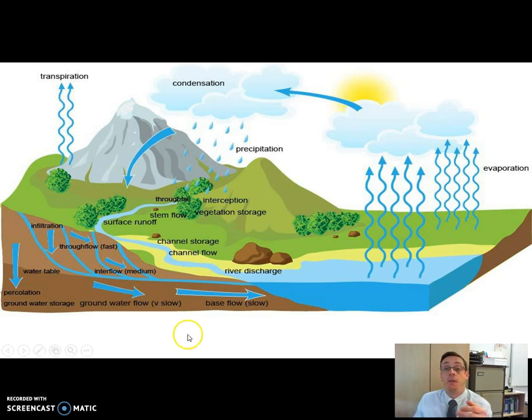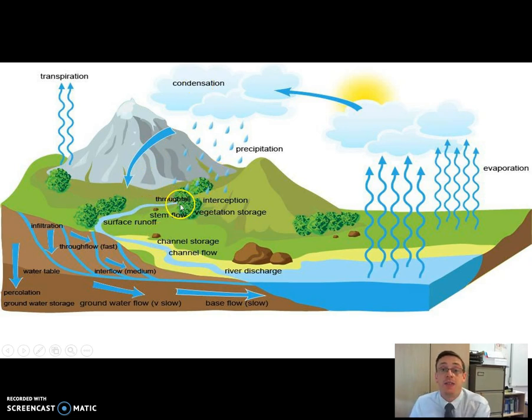Now, for the rainfall that does get intercepted, we are going to either see some of it stored in the vegetation, some of it taken in by the plants themselves, and we're going to see the rest actually make its way to the Earth's surface by a process known as stem flow. And that's literally where we've got droplets of water trailing their way down leaves, tree trunks, etc., making their way to the Earth's surface.